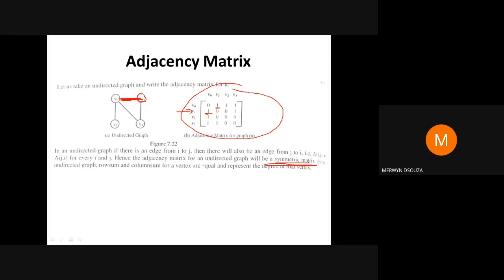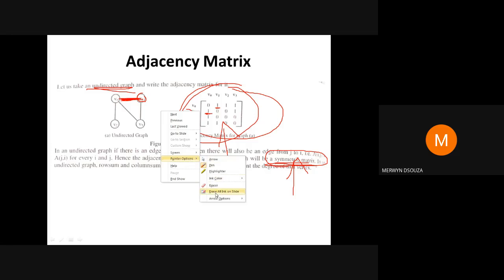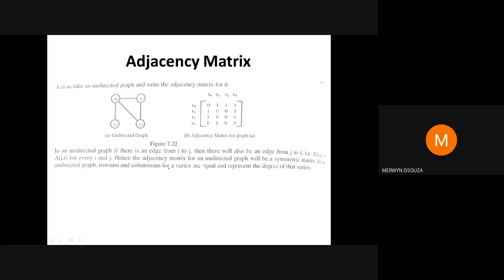I hope you remember what a symmetric matrix is. At the end of drawing the matrix, you should get a symmetric matrix, because you put that 1 two times between both those vertices. So at the end you have to get a symmetric matrix if it's an undirected graph. If you don't get a symmetric matrix, you have made a mistake. That's how you come to know, looking only at the matrix. Please note this somewhere in your books.